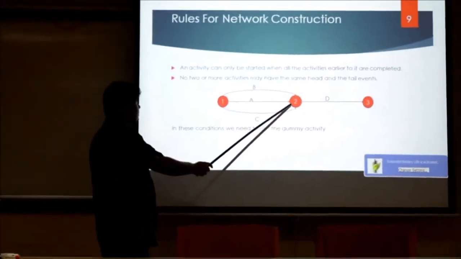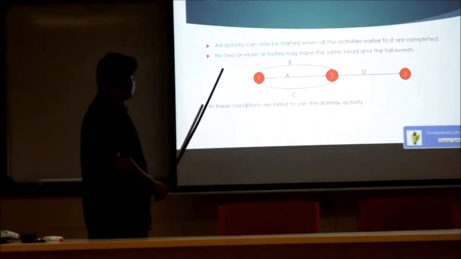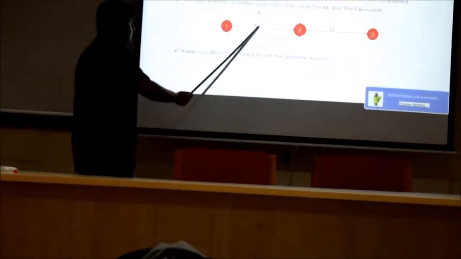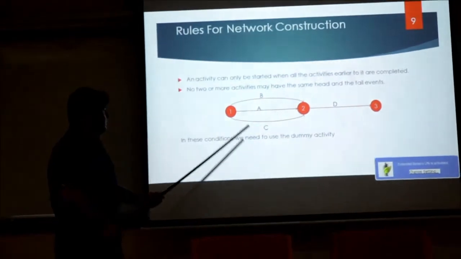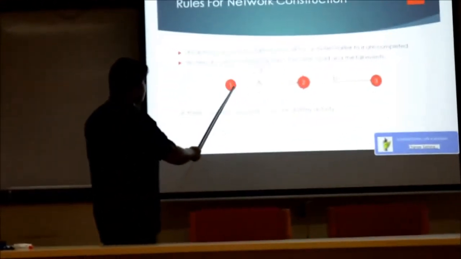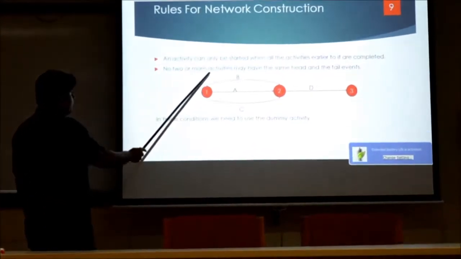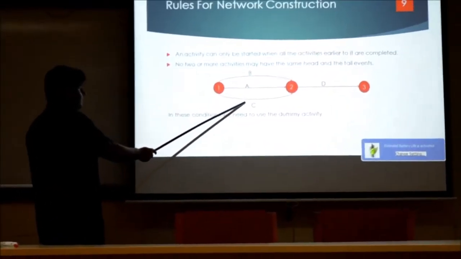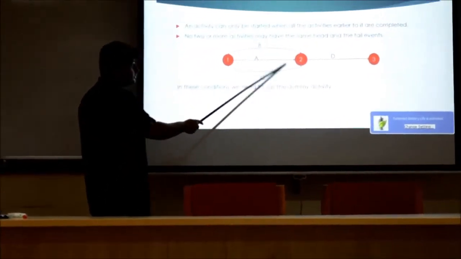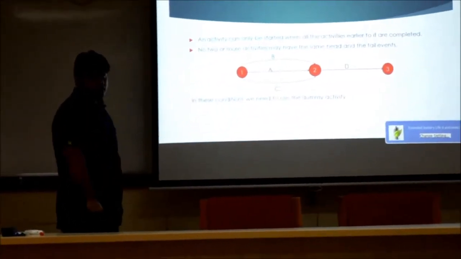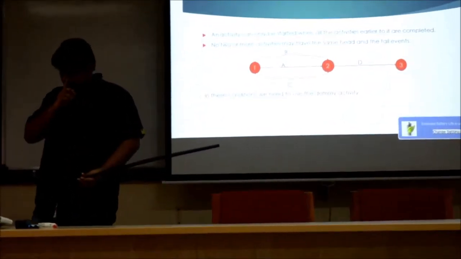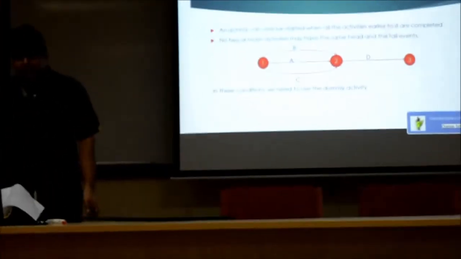The second important rule: no two or more activities may have the same head and tail event. Like in this, you see the event 2 is occurring after 1, but there are more activities, activity A, activity B, activity C. There are 3 activities after which 2 is occurring, but this is wrong. This can't be accepted. For this condition, you have to create dummy activities.